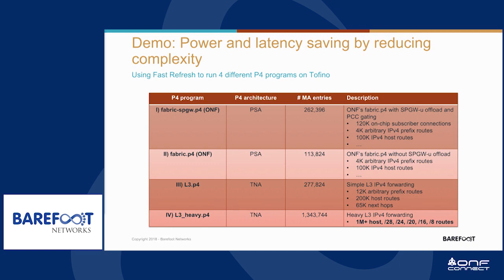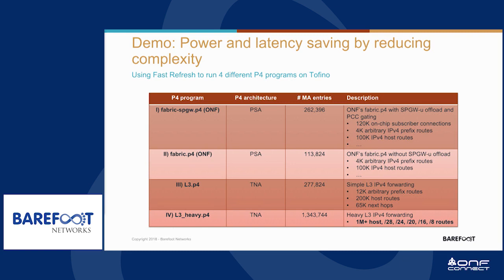The second program is actually the same program, fabric.p4, this time without SPGW functionality. So we have fewer features and fewer flow rules. The third program is a very simple L3.p4 program, which I wrote myself, which is able to do some IPv4 routing on 200,000 routes with 65,000 next hops. So it's really using few of the Tofino hardware resources.